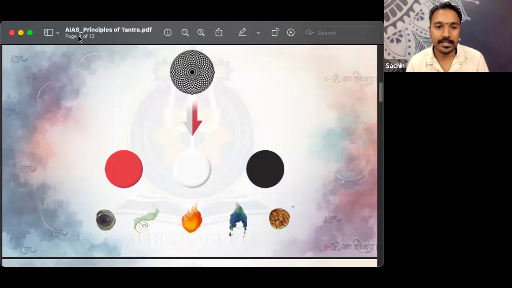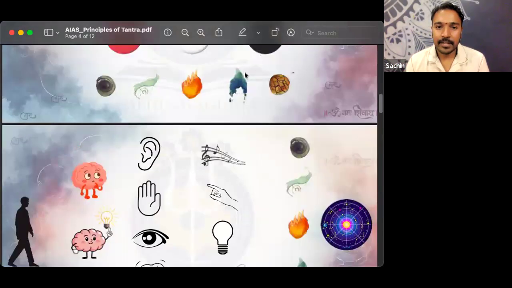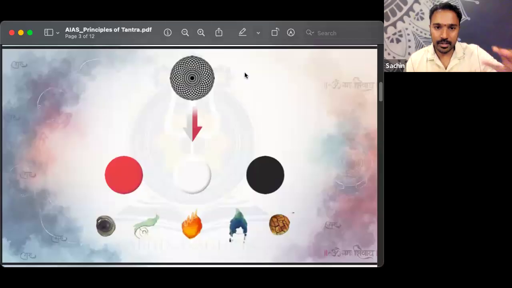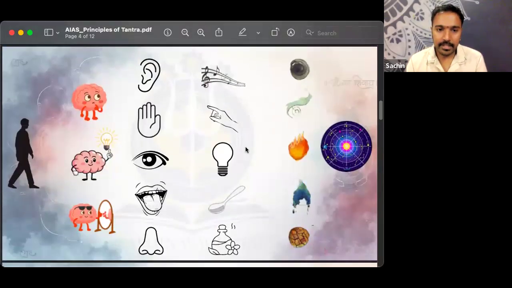And that completeness is Parasamvit, or in Shaivism, we call it Paramashiva, or in Shakta Tantra, we call it Parashakti. And let's elaborate this. I told you this is a rough thought of how the consciousness descended itself to the Mahabhutas. And if we elaborate this, we get this structure.